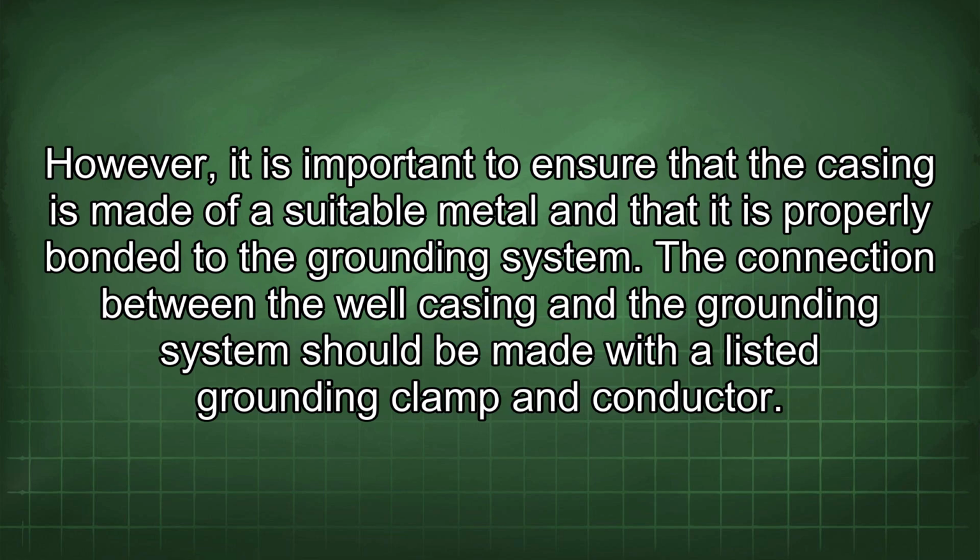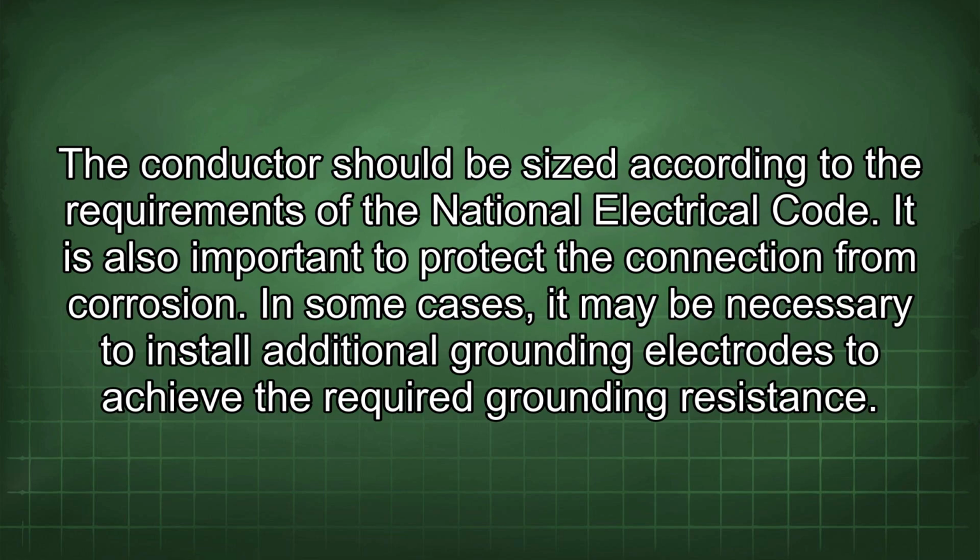The connection between the well casing and the grounding system should be made with a listed grounding clamp and conductor. The conductor should be sized according to the requirements of the National Electrical Code. It is also important to protect the connection from corrosion. In some cases, it may be necessary to install additional grounding electrodes to achieve the required grounding resistance.